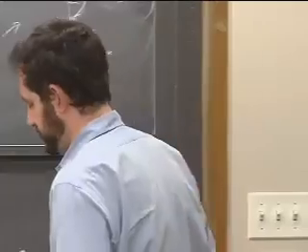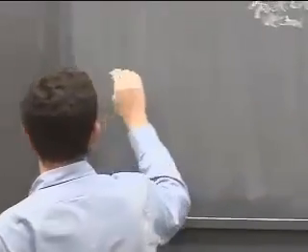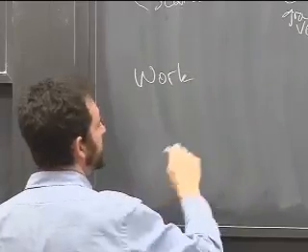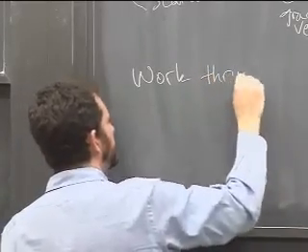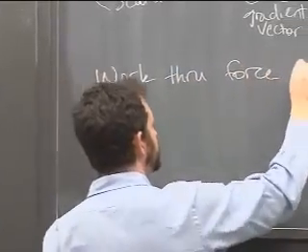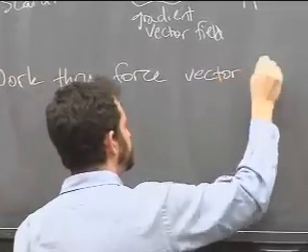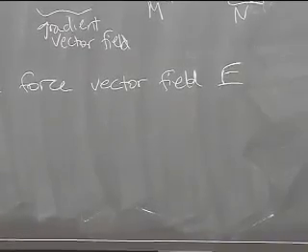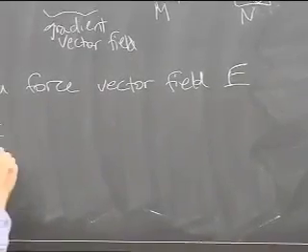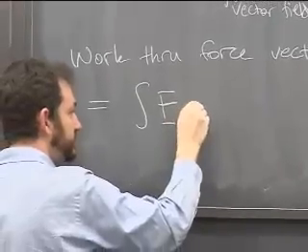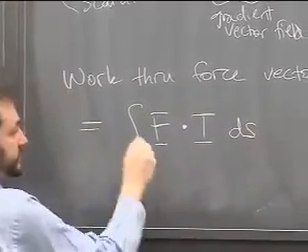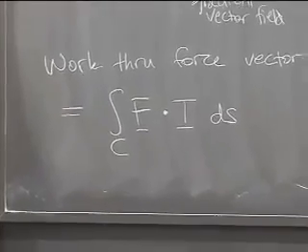So the answer is, you want to form a line integral. Work integral. So the work done through the force field F, force vector field F, is defined to be an integral that looks like this. F dot T ds over C. And we don't quite know what this means.